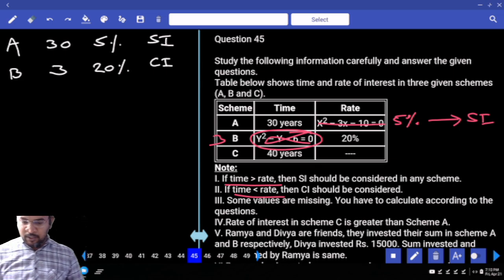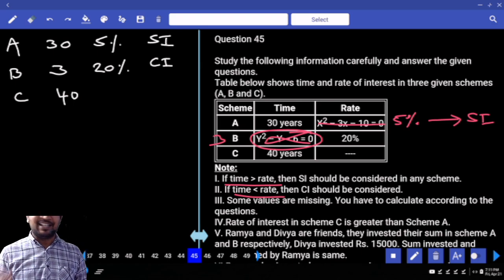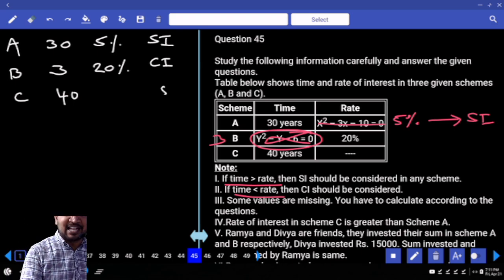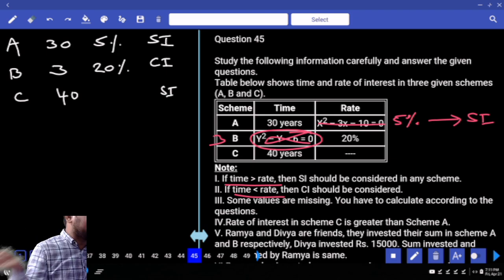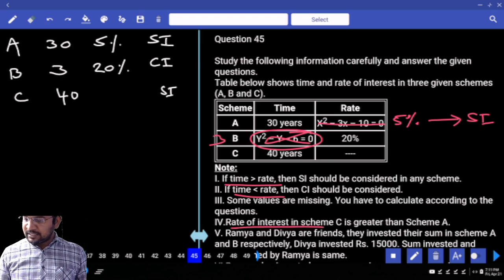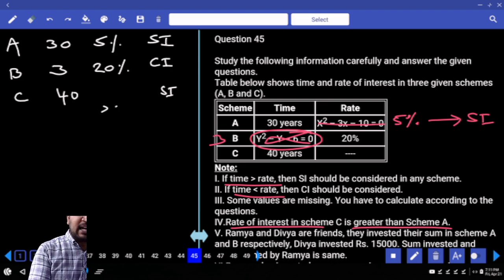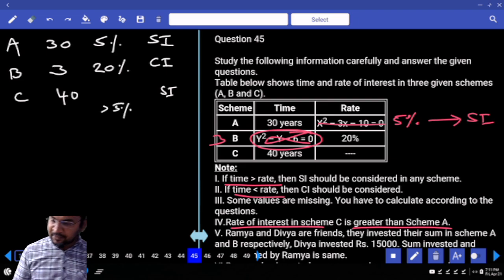Okay, no problem. Now coming to the C scheme, 40 years. It's not possible more than 40%. That is the reason we are going to consider this one is also simple interest, based upon the given data. It's not decided now, so we'll see in the future. Next, rate of interest in scheme C is greater than that of A. Therefore, this one is greater than 5%. All of you clear?